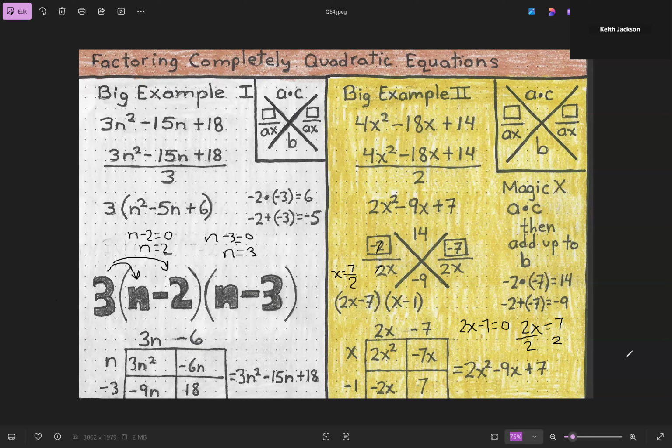And that will be our one zero right here, our one root, if you will, because roots and zeros are the same thing, and x-intercepts. This is where this is going to crisscross the x-axis right here at 7/2, or 3.5. And then right here, we're going to set this equal to 0. And if we do that, we know that x is going to have to equal a positive 1. So our other root is at a positive 1.